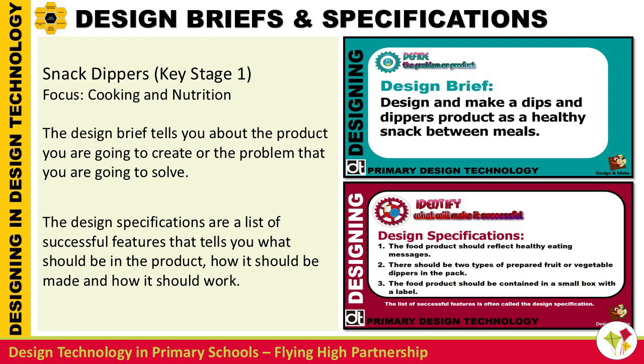Once the children have knowledge of the product, they can begin the process of design using a range of design skills and techniques. The first one we are going to look at is using the design brief and design specifications for the product. Each project that the children undertake should include a design brief that tells them about the product that they are going to create or the problem that they are going to solve. Linked to this design brief are a list of design specifications that can include what should be in the product, how it should be made, or how it should work.